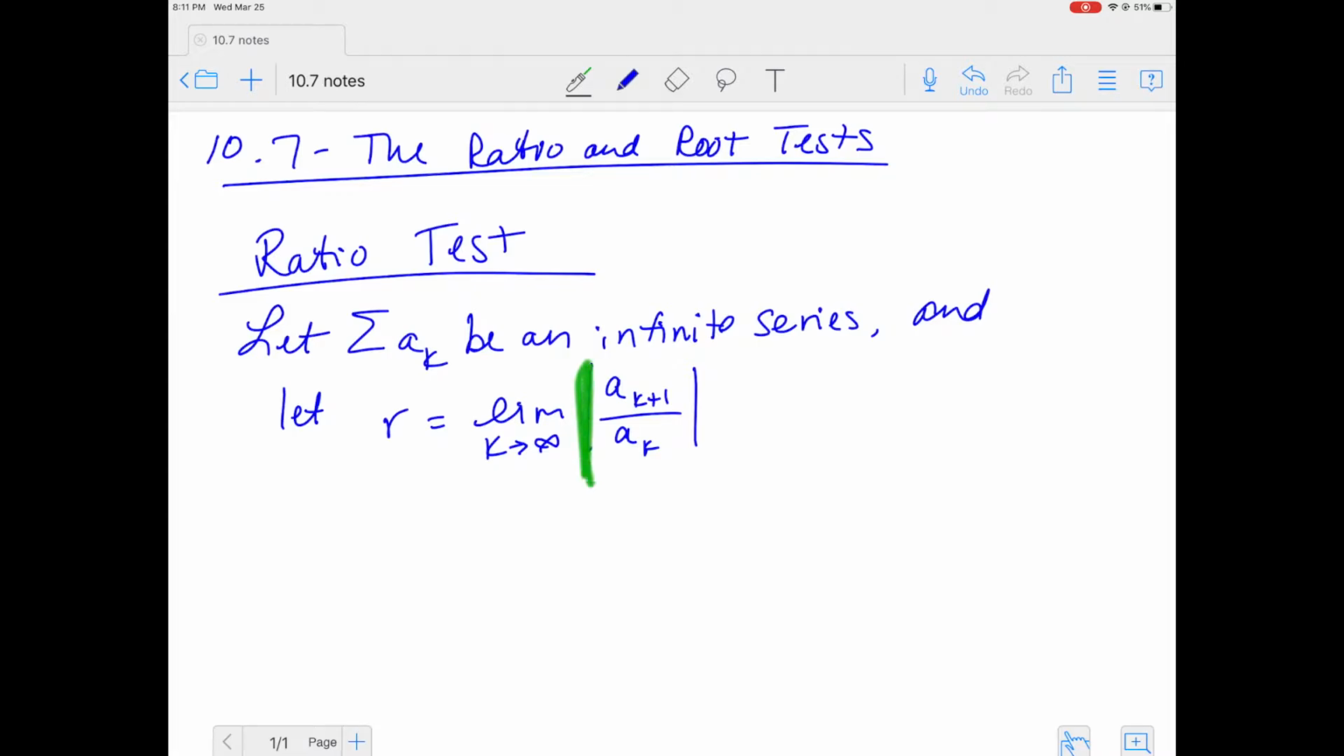We're actually taking the limit of this absolute value of the next term in my sequence over what I have originally. All right, so we're taking that limit. So the ratio is fancy talk for fraction, right? So we're making this fraction out of this deal, and that's our ratio test. Okay, so here's the deal. If, criteria number 1, if r is less than 1, the series converges absolutely.